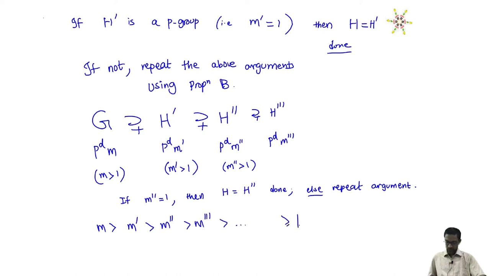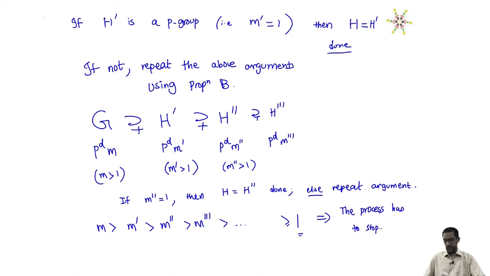They're all at least 1, of course. Why is this strict inequality? It is because at every step you have a proper subgroup. So the cardinality of G is strictly bigger than the cardinality of H prime, which means that since the p power d factor is the same, m had better be bigger than m prime. So I construct such a strictly descending chain, but all of them are at least 1. This means that the process has to stop somewhere. You can't keep going on forever.